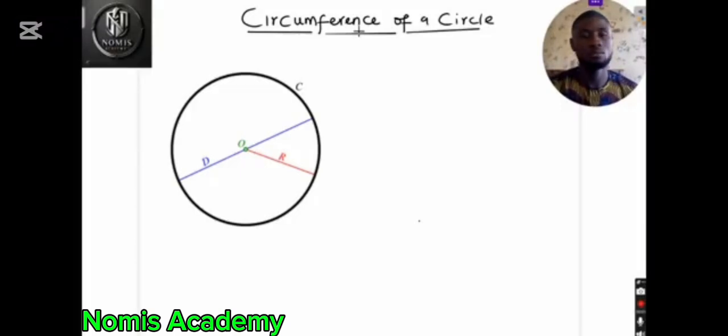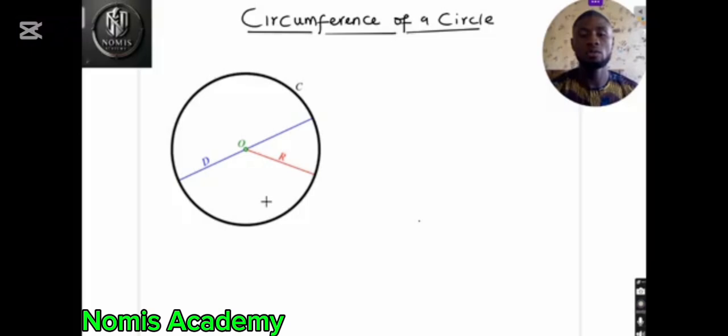Circumference of a circle. Remember, I taught you in the previous videos that the circumference of a circle is also known as the perimeter of a circle, and it is the total length of the round line that makes a circle. So if I need to calculate the total length of the line that makes up this circle, I will need to calculate its circumference.